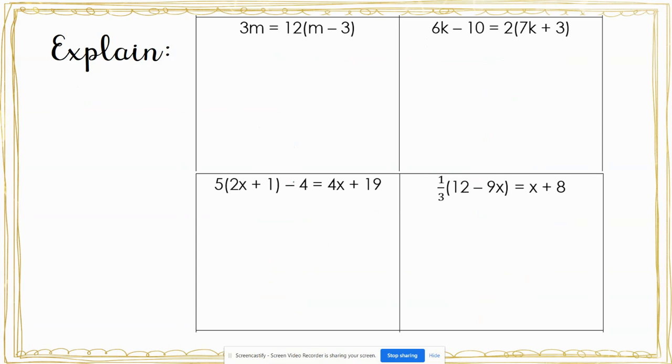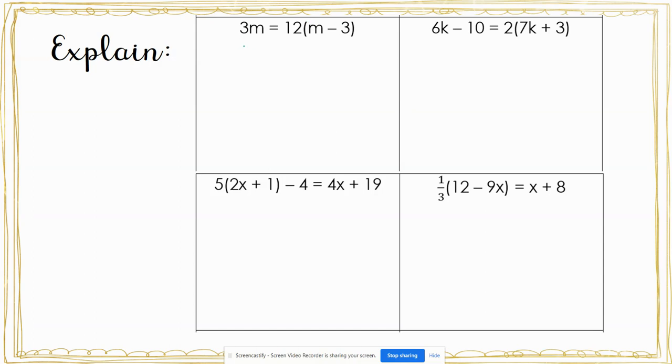Next, we see 3m equals 12 times m minus 3. Well, again, I always want to check my left side and my right side of my equation to see if anything can be simplified. The left side only has 3m, so nothing can be simplified there. The right side says 12 times m minus 3. Well, this actually can be simplified because I would need to use the distributive property with my 12.